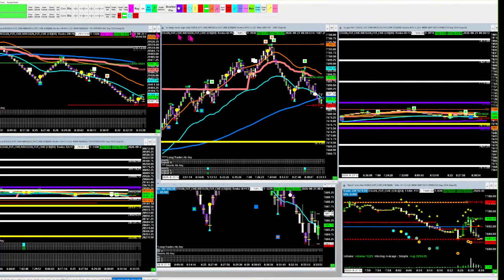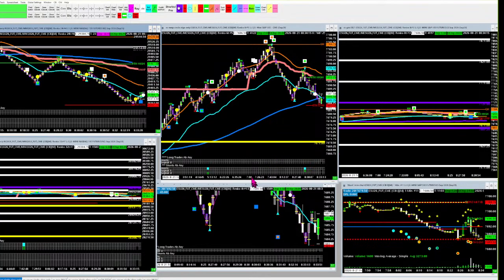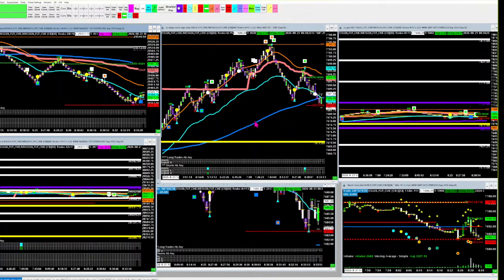Okay. So put it on your list. For the first thing for today, we have econ at 8:45. Second thing for today, I am looking to the long side of the trade. Third thing, it's OPEX. So a couple of things about OPEX.